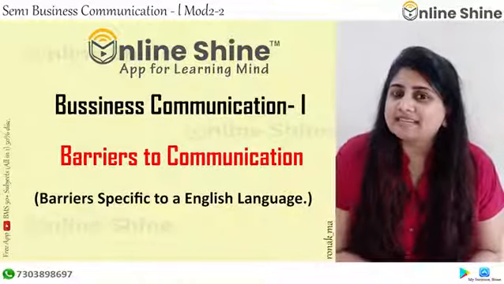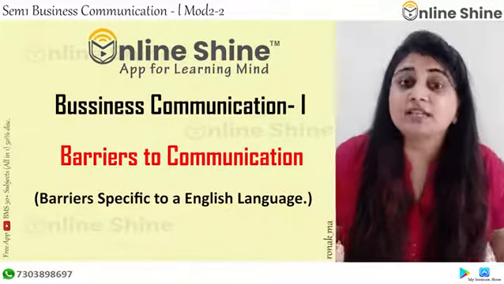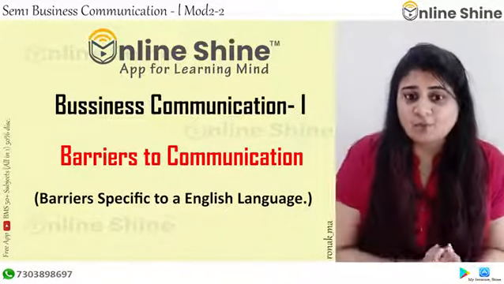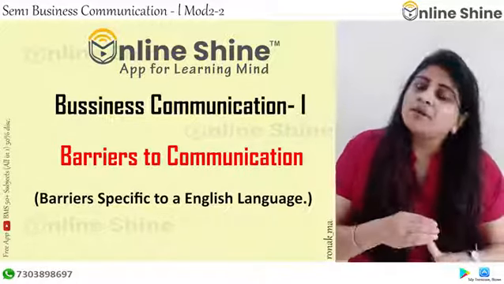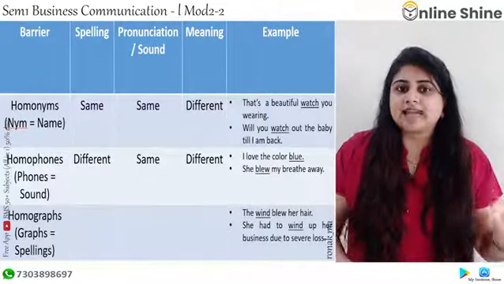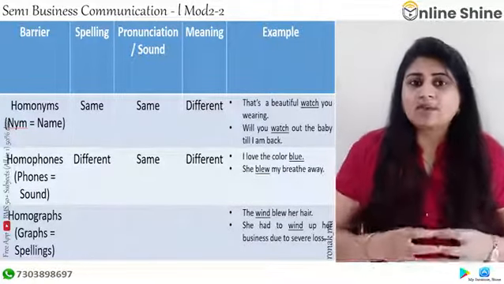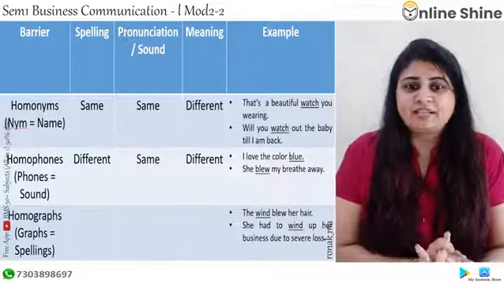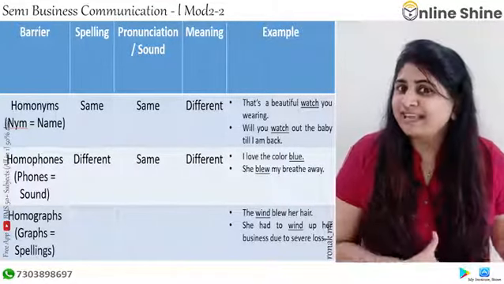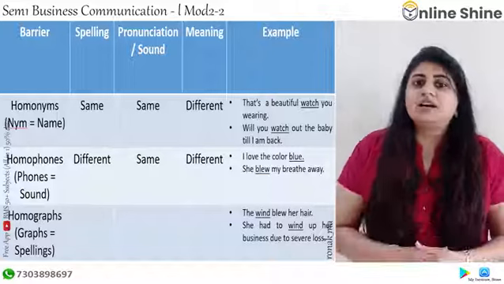Quick recap to understanding the general barriers, the English language barriers to communication in terms of homonyms, homophones and homographs. Homonyms: homo means same, nyms means the name. So when I say light, it is with regards to same spelling, same pronunciation, but different meaning. I'm feeling light, and can you switch on the light?